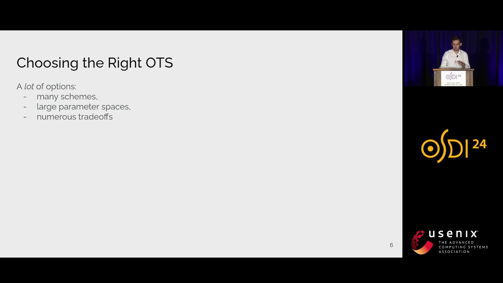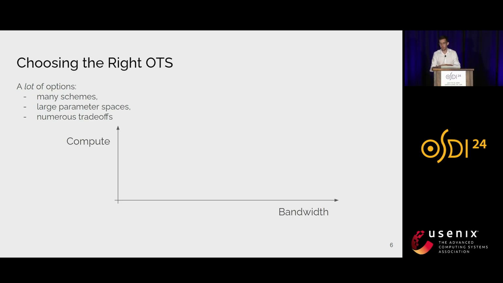Maybe the most important trade-off is the one between compute and bandwidth. Usually, when we talk about signatures, we don't really care about bandwidth because we are used to signatures that are very small. But when you are using OTSs, that's not the case because the signatures tend to be larger, plus there is stuff that you have to send in the background. So you have to consider the bandwidth.